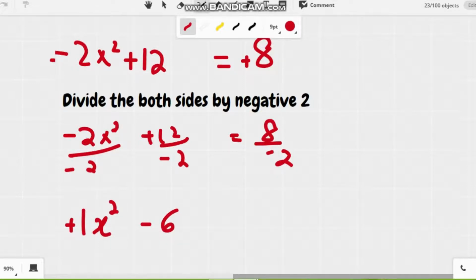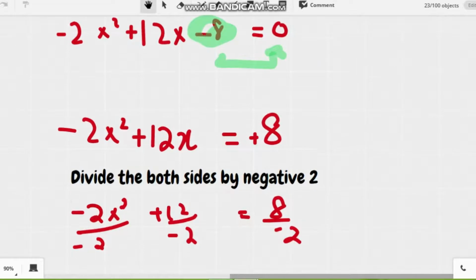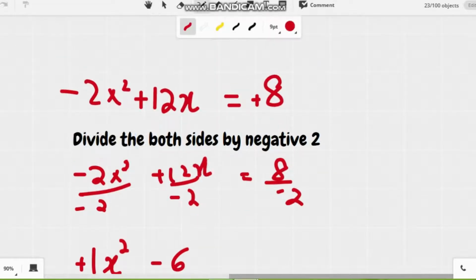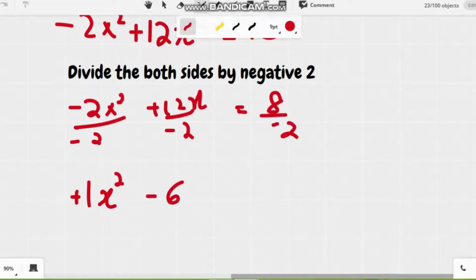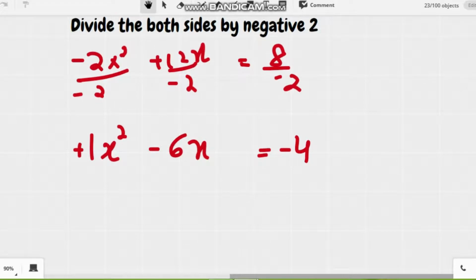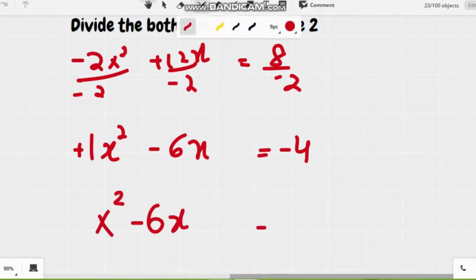I forgot to mention x with it, so I mention the x with it. And here would be negative 6x. 8 divided by 2, that's negative 4, I got. So x squared minus 6x equals negative 4. This was the first step.